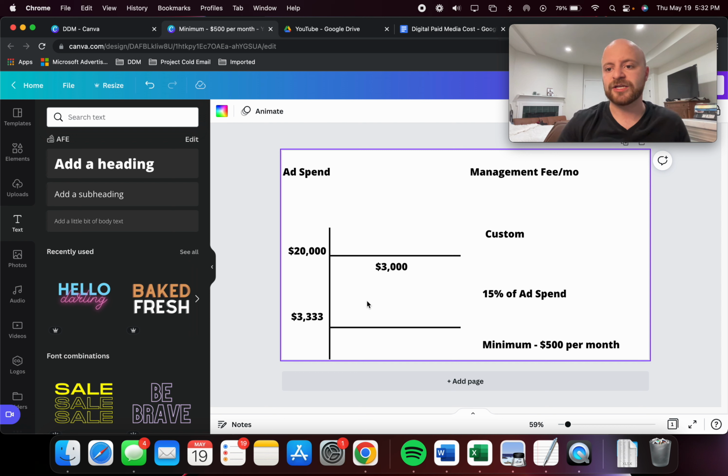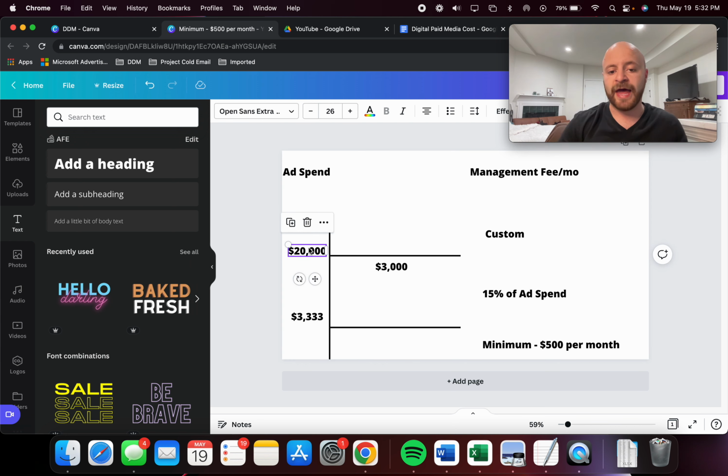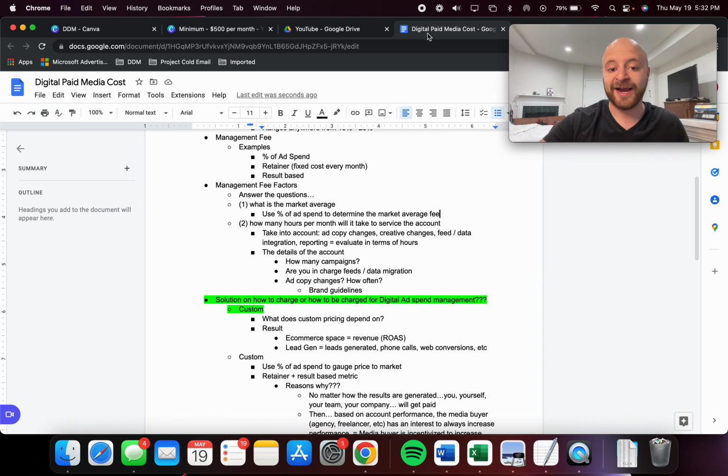So you can use that as a retainer. I typically like to always charge a retainer because it makes sense, but this is how I determine what the retainer is. Now, if it's anything over a certain amount of ad spend, then we're going to add some custom pricing, an incentive for us to perform. That's the best way to go about it when you reach a certain level. These are all the different levels you can reach.